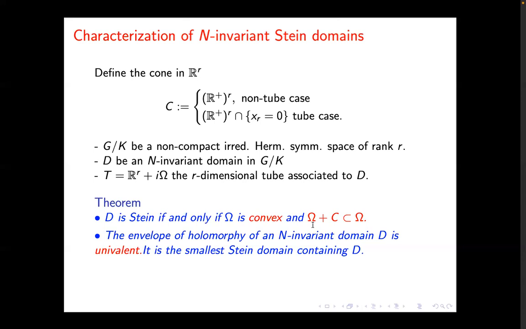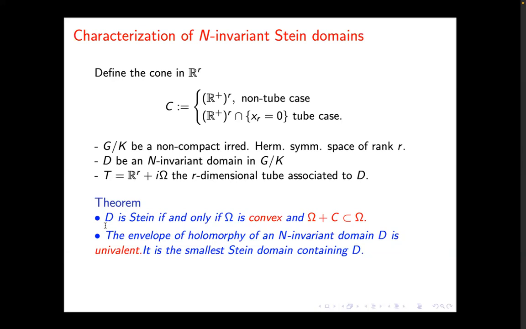And the envelope of holomorphy of an invariant domain is univalent, so it is schlicht. So the famous projection Q is injective. And so this envelope of holomorphy coincides with the smallest Stein domain containing D. So it means that it is the domain whose base omega is convex and satisfies this additional property. So you have to complete it and make it satisfy these two properties.